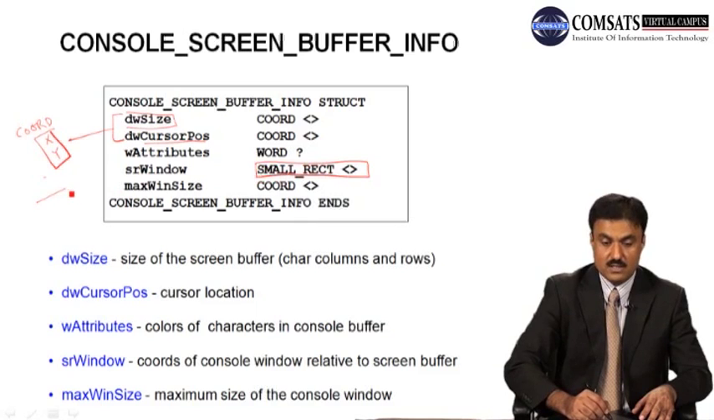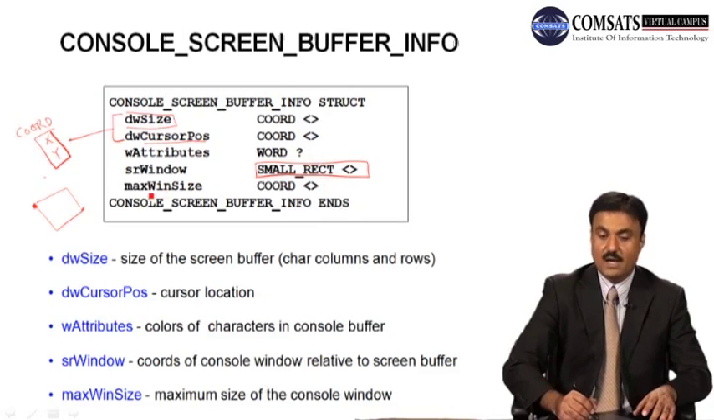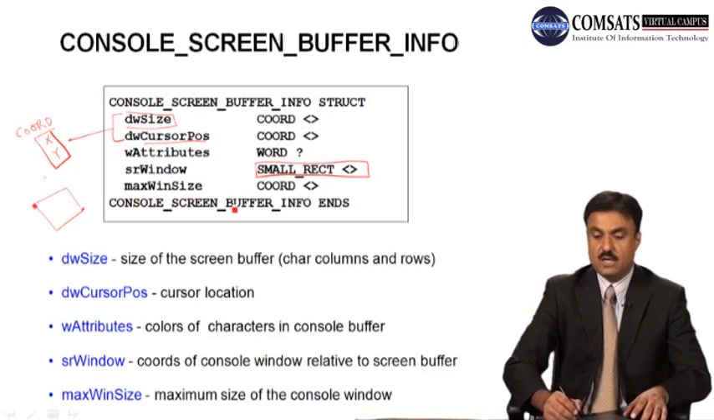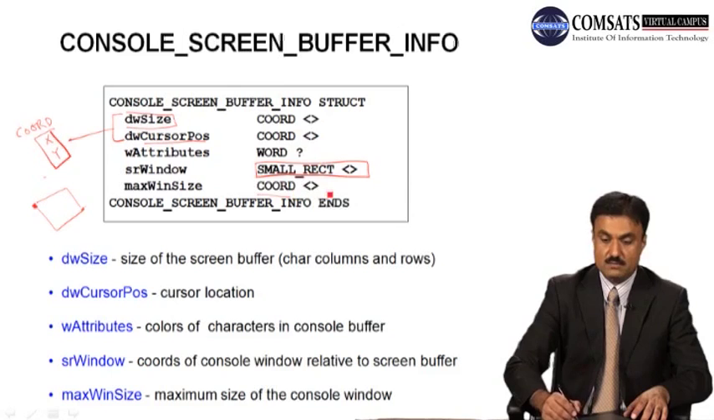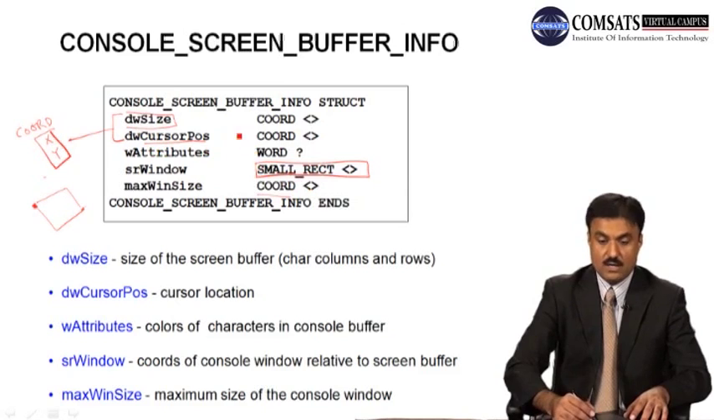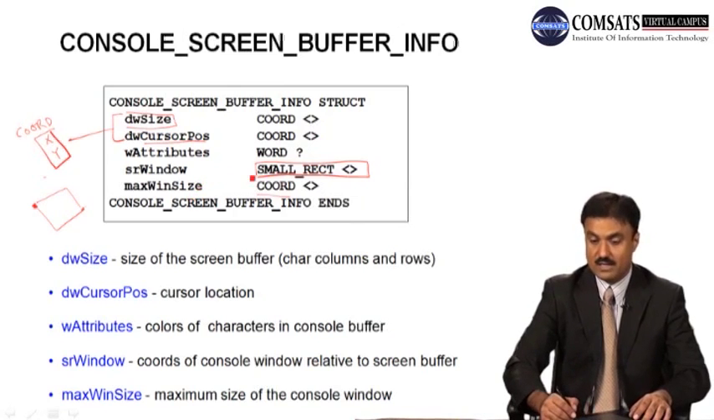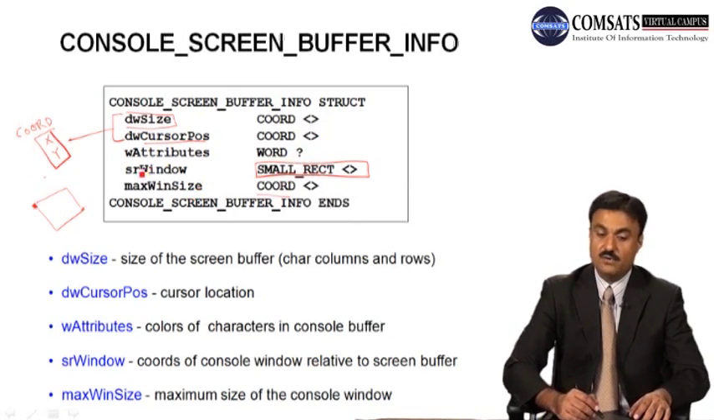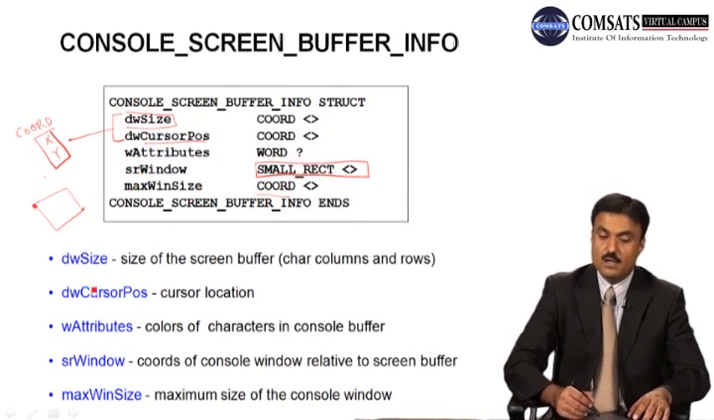It has different values: the starting position here, and this one. So this will define the small rectangle. And we have the window size, so we have again the coordinate structure. And then attributes is a simple word. So we have 1, 2, 3, 4 and 5 members. Out of them 3 are coordinate structures, 1 is a small rectangle structure, and then the 5th one is the attributes. Now size is the size of the screen buffer.